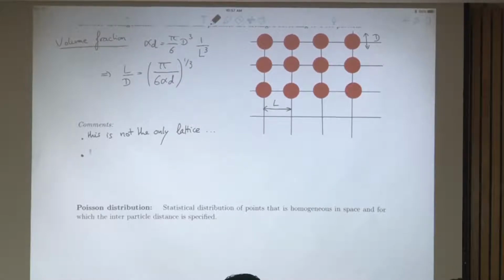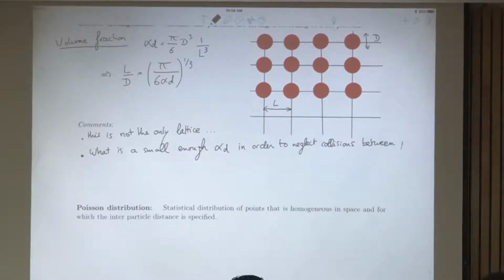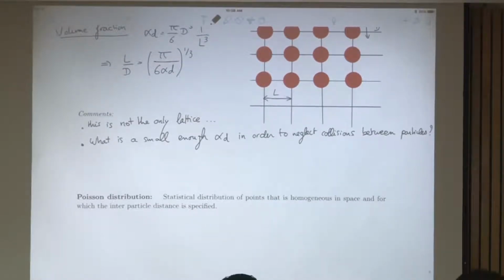But it allows us to start thinking about, so what is a small enough alpha D in order to neglect collisions. And here I'm talking about not collisions with walls, but collisions between particles. So it gives us a first opportunity to think about this.